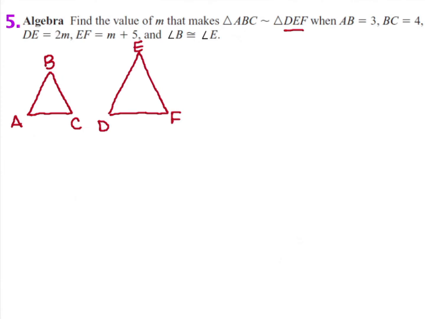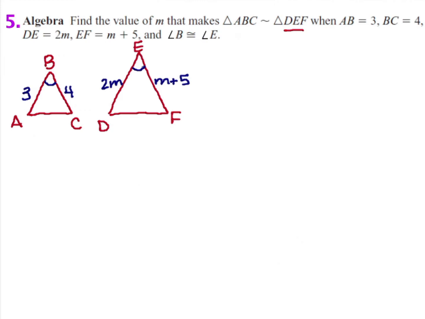So sketch yourself a picture and then start filling in those lengths. It says that AB is 3, BC is 4, DE is 2m, EF is m plus 5, and angle B is congruent to angle E. Great to know. Looking like a side angle side setup there.